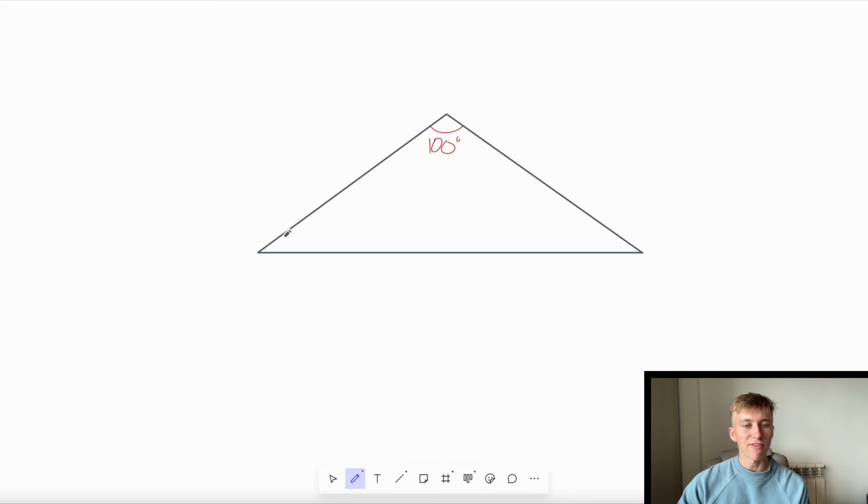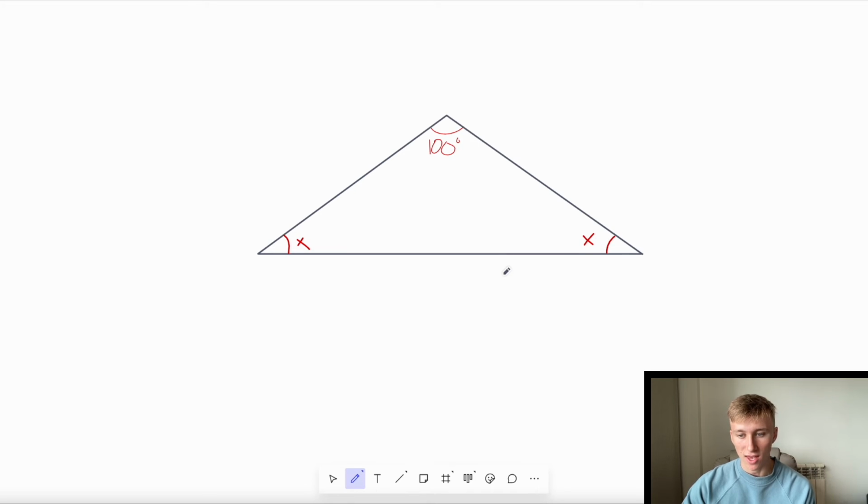So guys, this is the final triangle we're going to look at today. So we've got two angles that we need to find out here. We've got the X over here, and then we've also got an X over here. So guys, we've got this 100-degree angle up here, but then we've got this X here and this X here. We know that the X's are equal to the same amount, but we don't know what the amount is yet. So guys, what I want you to do is pause the video and try and find out what X is equal to.